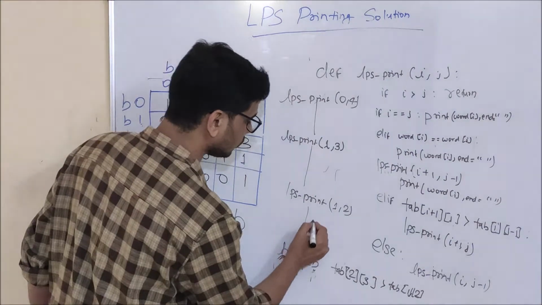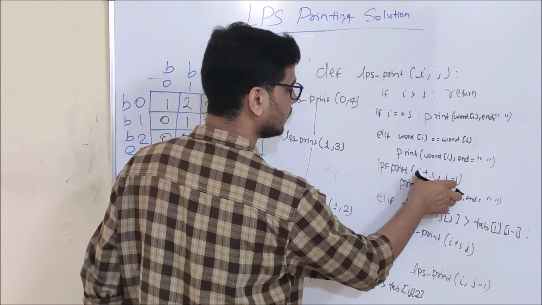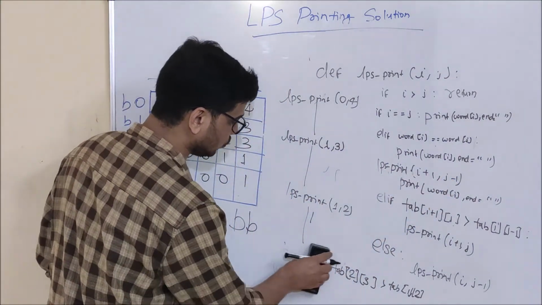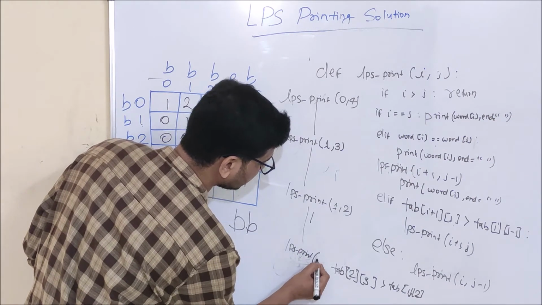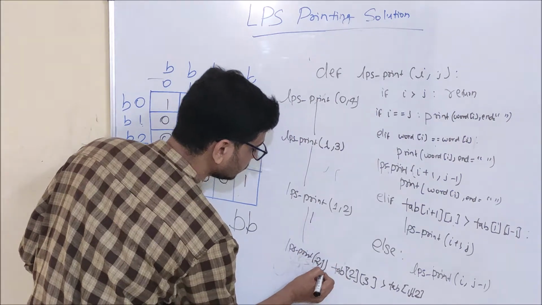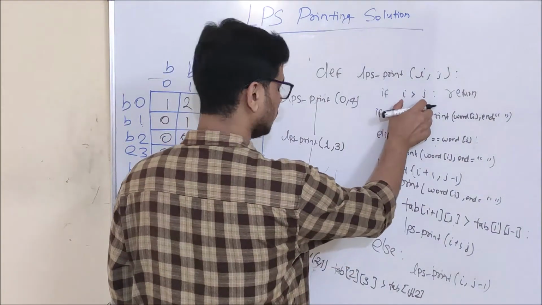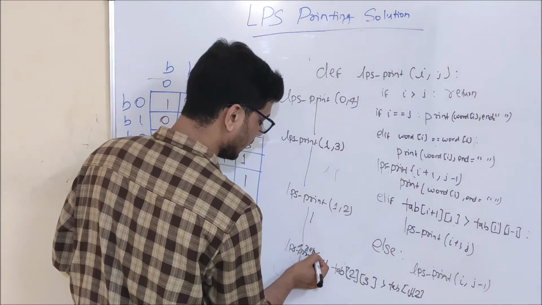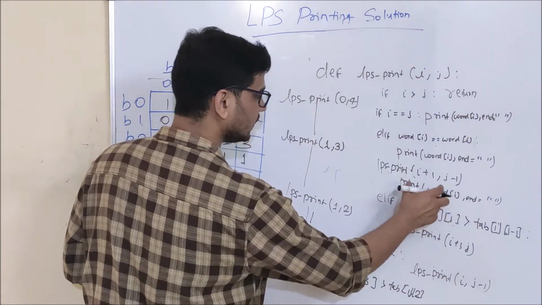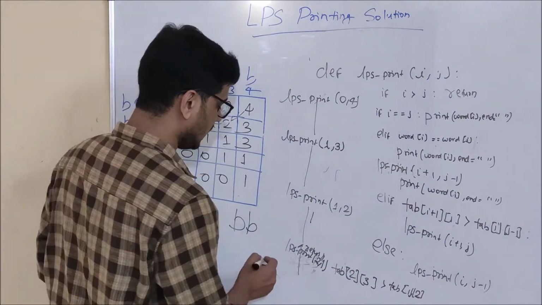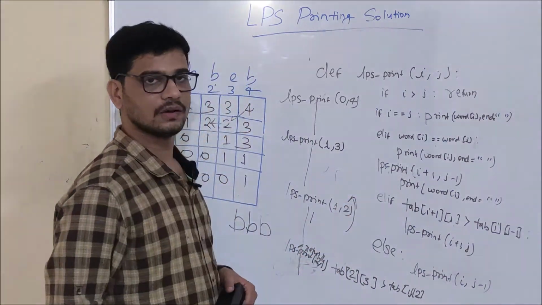So what I will do, first of all, I will print b. Correct? Then I will make a function call to LPS of i plus 1, j minus 1. So basically I will call LPS print with i plus 1 as 2 and j minus 1 as 1. And when LPS print of 2, 1 is called, what is going to happen? This one will be true and it will return. And when it returns, LPS print of 1, 2 will print this particular line. Okay, and it will again print b. And then LPS print of 1, 2 will be closed.